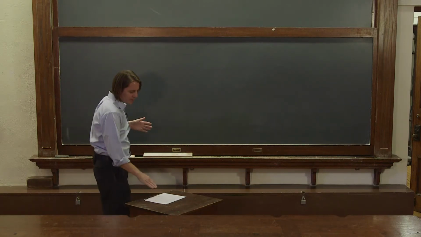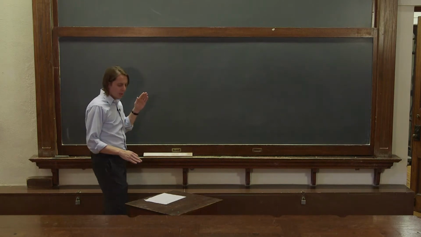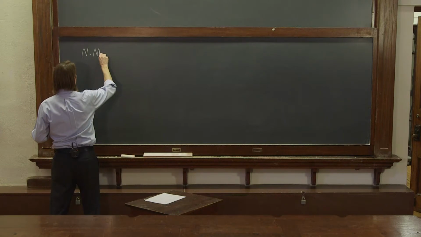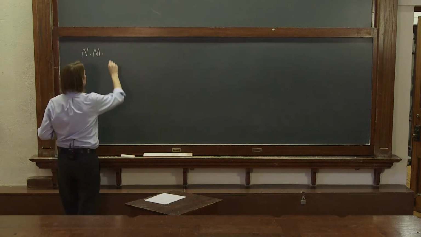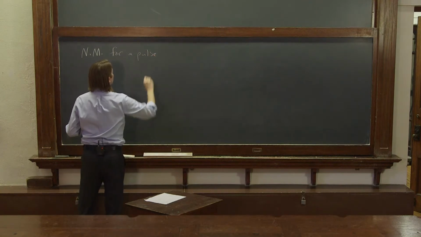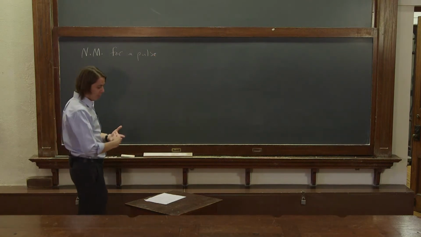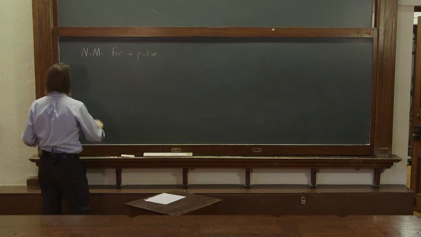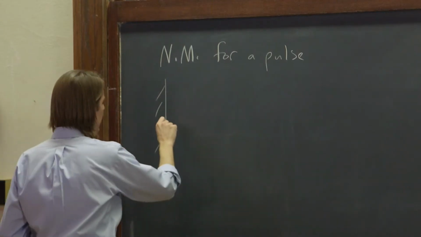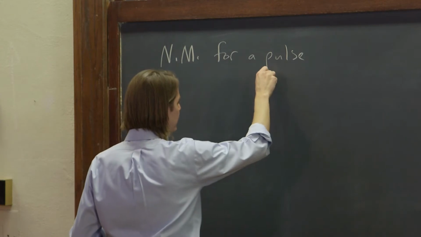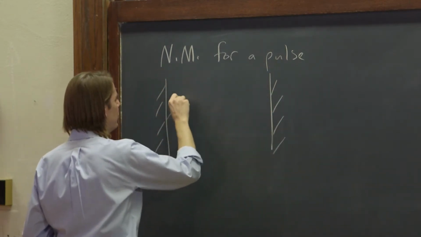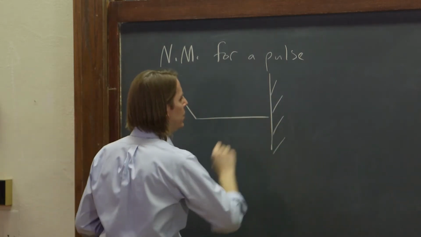So let's see if we can describe a traveling pulse in terms of normal modes. So here's normal modes for a pulse, and I want it to be something I can really make with my hands, something I can make a demo of. So we're going to do this one, where we launch a little triangle-shaped pulse in the string. And you know we can do one because we've sent a few down for you already.